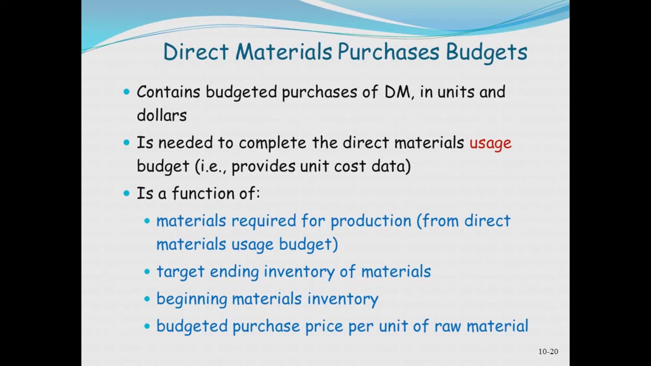The purchases budget is a function of how much material is required for production. You know, is it 3 pounds of aluminum for every item you're building or whatever? What your target ending inventories for material will be. And that's based upon what your next month's needs are going to be, what you already have in materials, and then what you're budgeting at your purchase price.